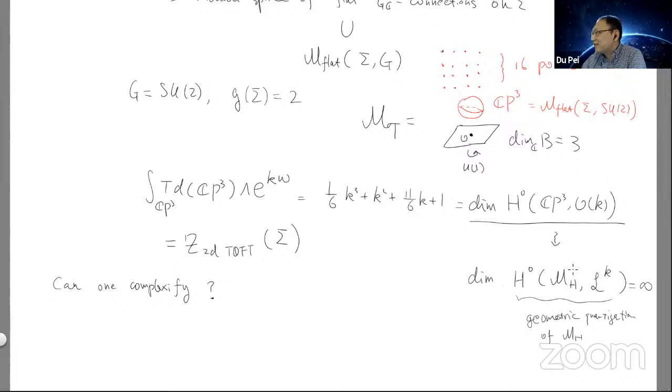But since this space enjoys a U1 action, and this line bundle is also equivariant with respect to this U1 action, we'll actually have a U1 action on this infinite dimensional vector space. So instead of computing the dimension, one can compute the graded dimension or the character of this U1 action on this infinite dimensional space. And that turned out to be well defined. And this is because the fixed point set of this U1 action on MH is compact.